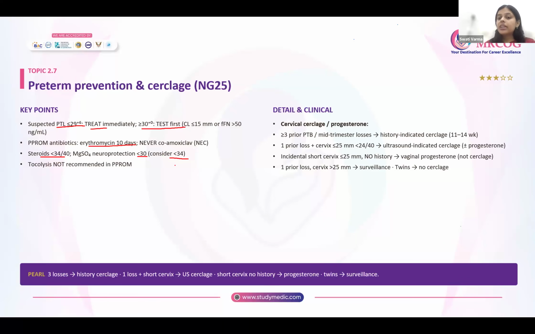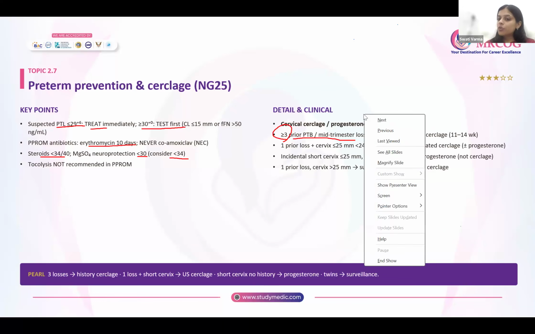Then regarding cervical cerclage and progesterone, what is given in the guidelines? GTG has classified cerclage into either history indicated or ultrasound indicated cerclage. Now, what is history indicated cerclage? Wherever the woman has got 3 or more prior preterm births or mid-trimester losses. This number is essential to remember. It should be 3 or more prior preterm births or mid-trimester losses, that is birth between 16 to 34 weeks.